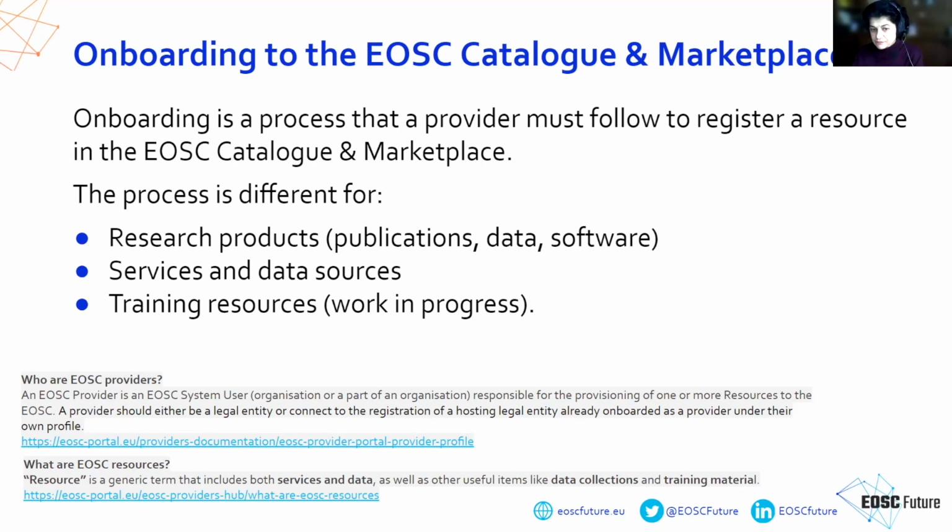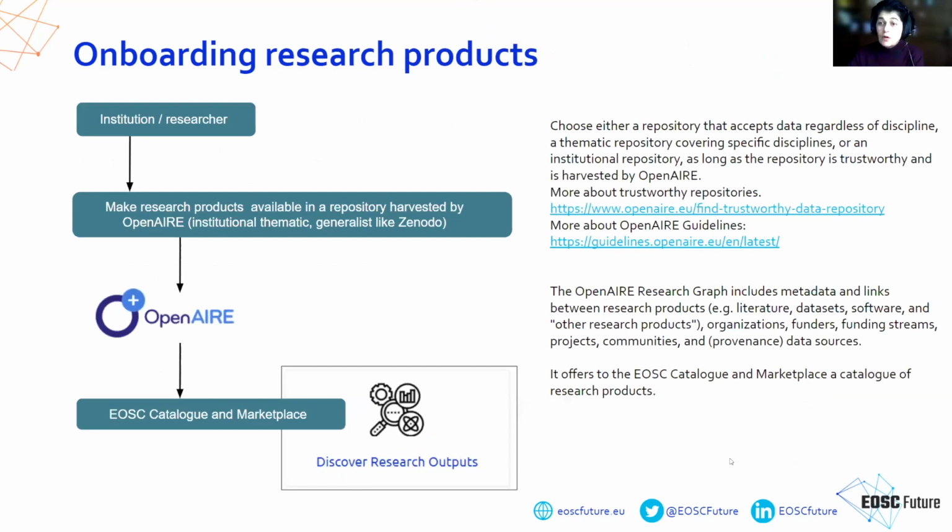So this procedure is basically different for research products and services and data sources. So if you are onboarding research products, you as a provider, this means a researcher or an institution, you have some research products, publications, etc., and you need to make these products available in some repository that will be eventually harvested by OpenAIRE. And in order to be harvested by OpenAIRE, your repository has to meet some requirements. It has to conform to a specific metadata schema. It has to conform with the OpenAIRE guidelines. And it also should be a trustworthy repository, which means that there is a serious institution behind it, that it has a policy, that its uptime is okay. It's not off and on and off all the time. So you need to make sure that your research products eventually reach the OpenAIRE research graph.